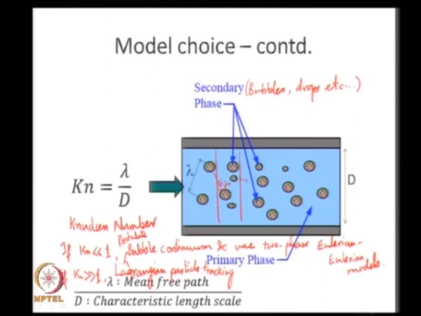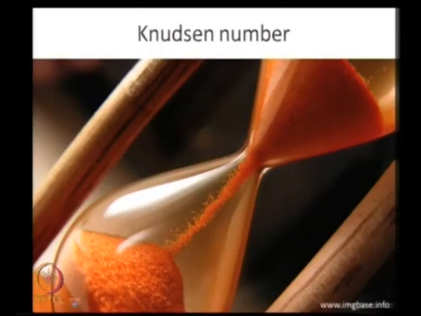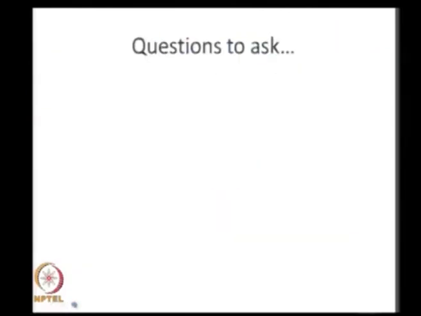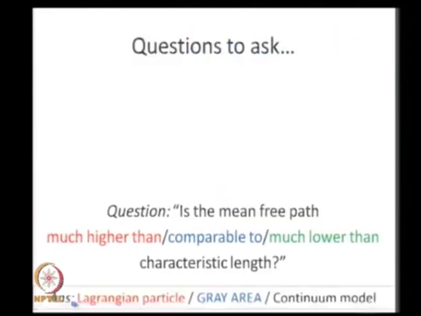So, this Lagrangian particle tracking is my model 3 in the hierarchy that I described. This is my model 4. So, based on two questions you ask, is the mean free path much higher than, comparable to, or much lower than the characteristic length? Based on the answer to this, you can use either Lagrangian particle tracking or a continuum Eulerian approach.